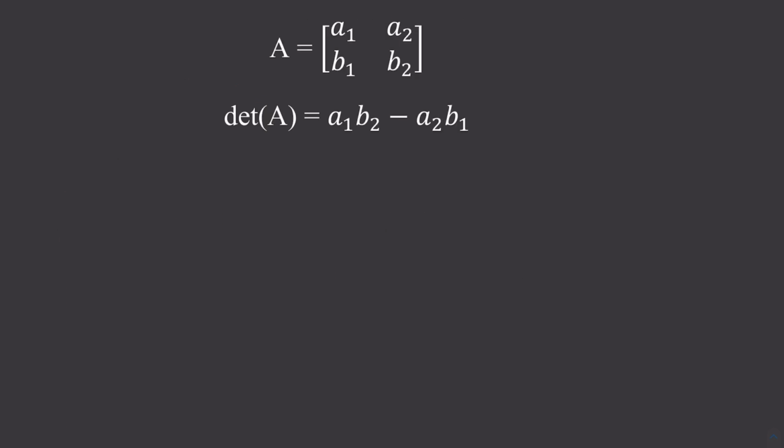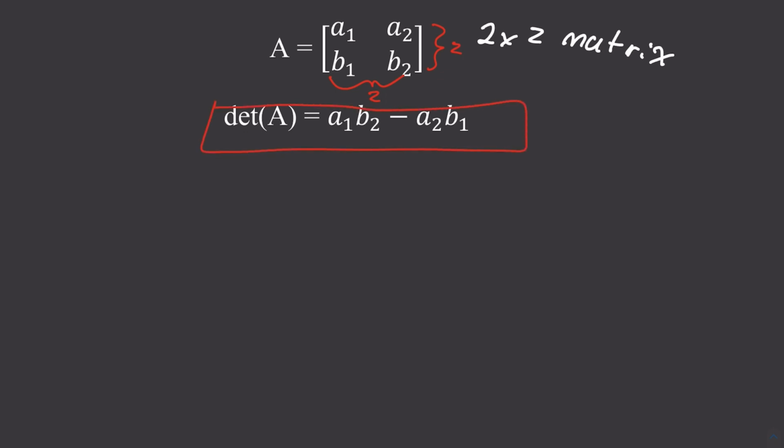Taking the determinant of a 2 by 2 matrix is pretty straightforward. We can see that this is an n by n matrix because it has 2 columns and it has 2 rows, which means it can have the determinant taken of it. And if you look down here, this is the formula for the determinant. It is a1b2 minus a2b1.